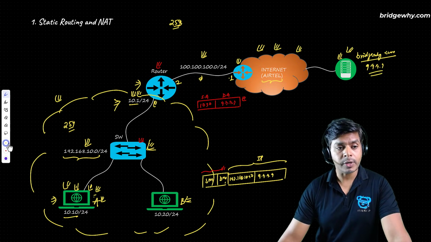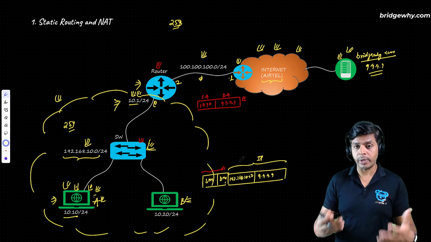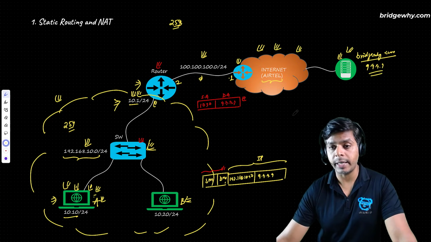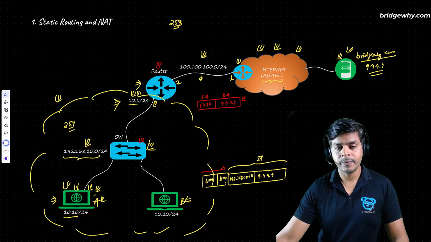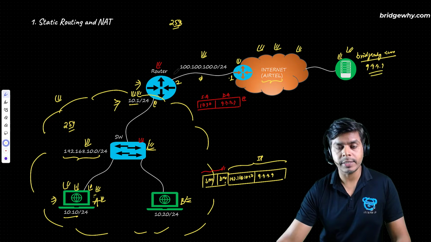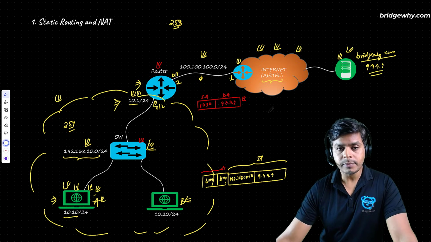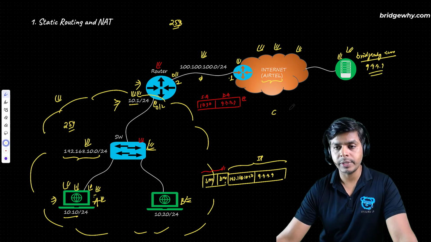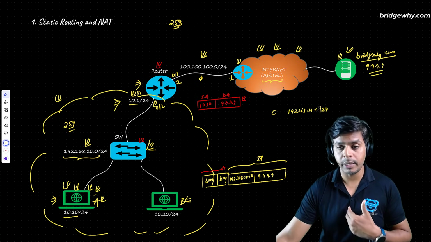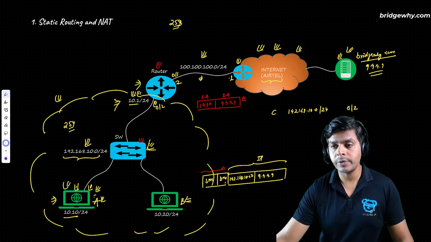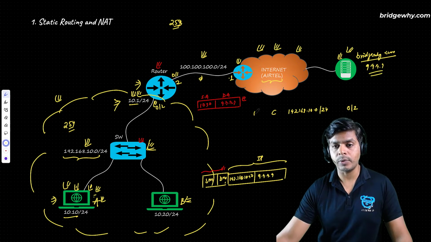Why? Because a router works on the basis of its routing table. And currently the routing table has only two routes, right? Suppose this interface is 0/1, and this interface is 0/2. So the first route of this router is going to be the connected route, where it is going to say that 192.168.10.0/24 is connected to me over the 0/2 interface. As simple as that. This is route number one.